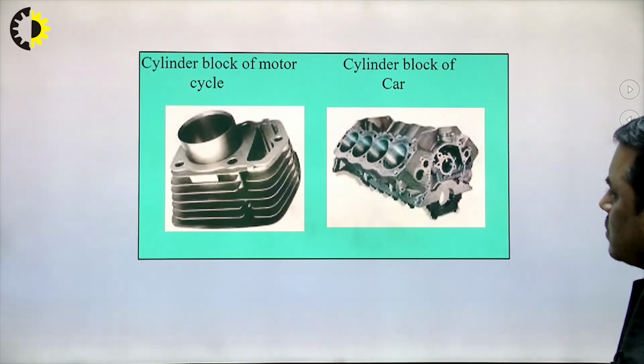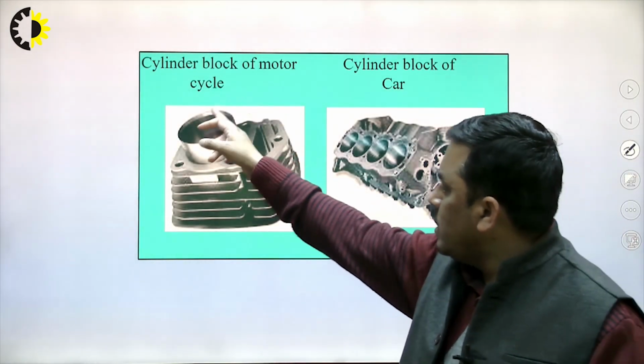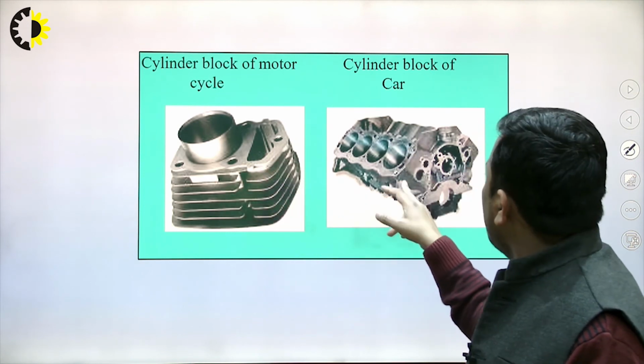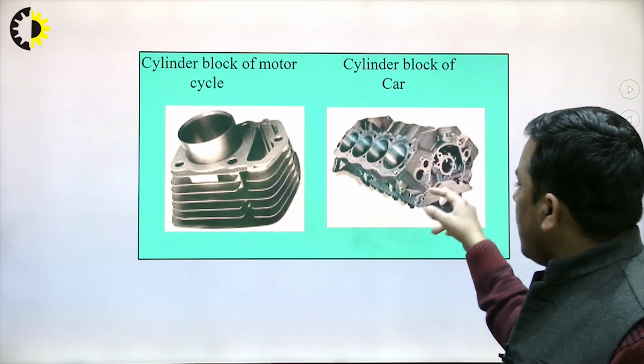So this is the diagram of the cylinder block which we generally see. It is the outer case of the cylinder and piston arrangement. So this is the cylinder block, and it looks like this.